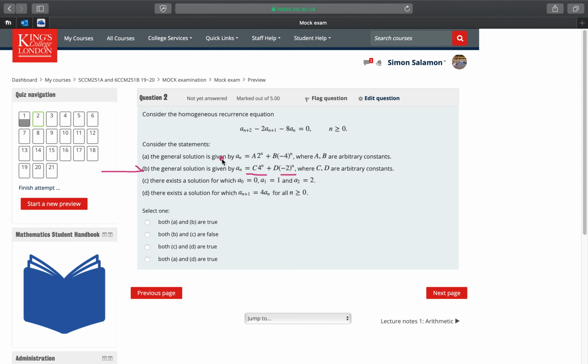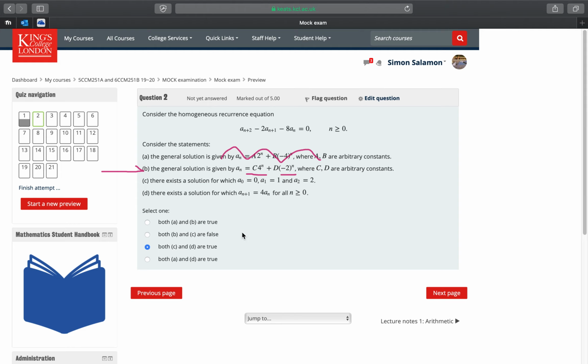In A, the roots are written with the wrong signs, so that's wrong. So we now know that A is false and B is true. And as it happens, that's enough to find the solution of the quiz, because if you go through all the possibilities, A is not true, B is not false, and in the last one, A is not true. So the only possibility left is that C and D are both true.